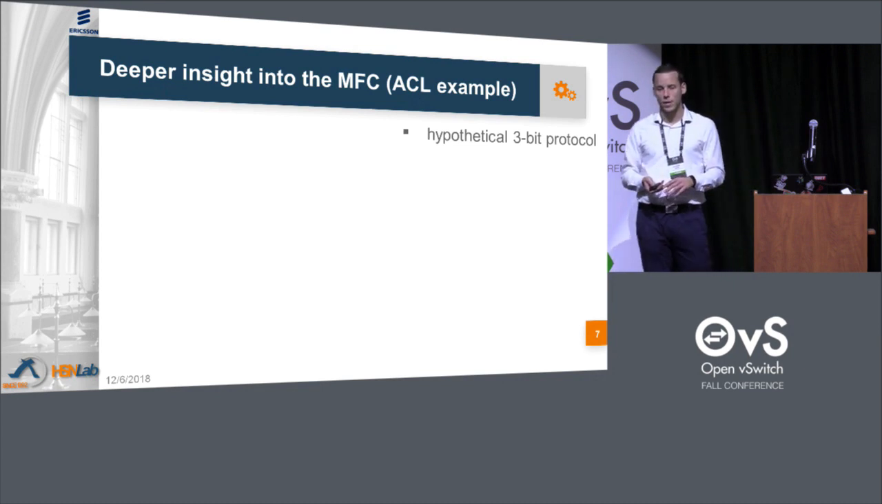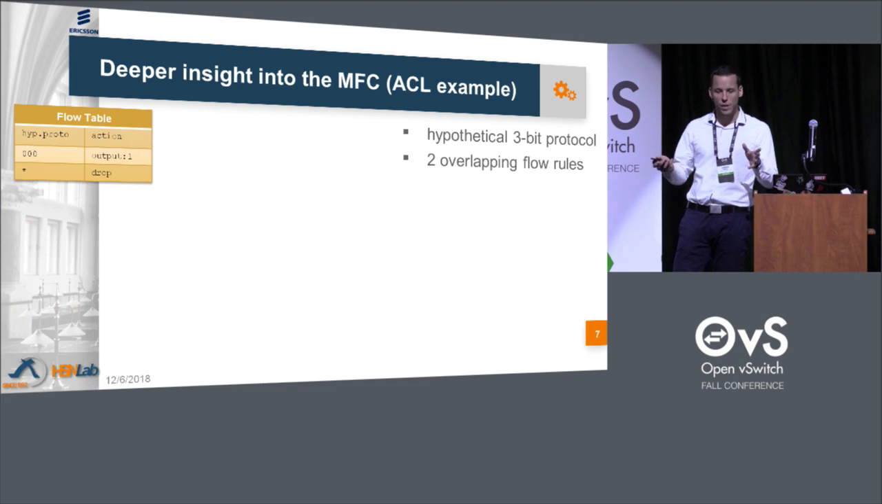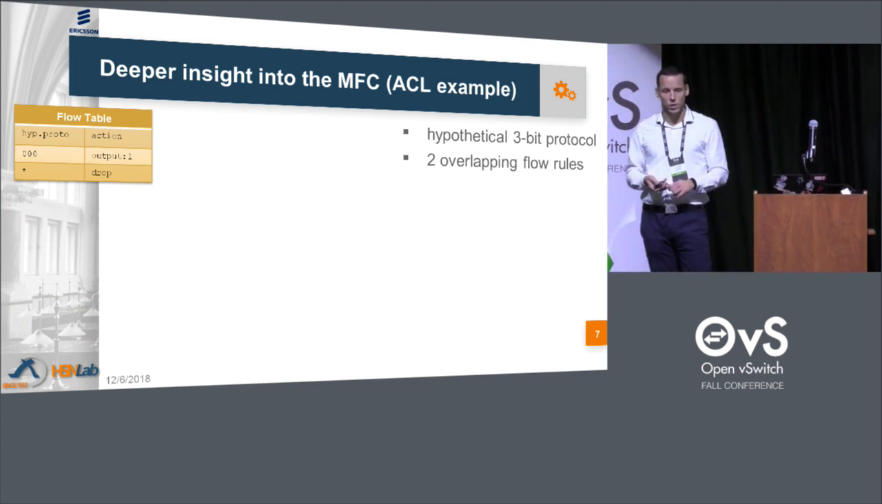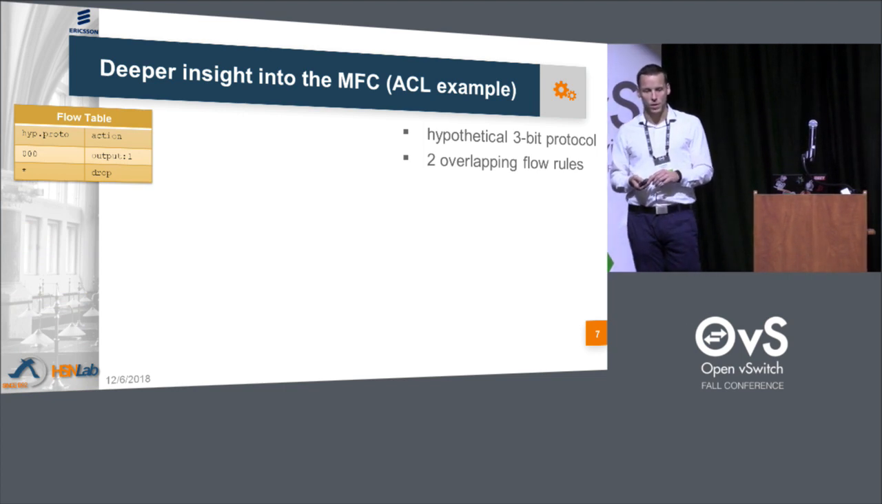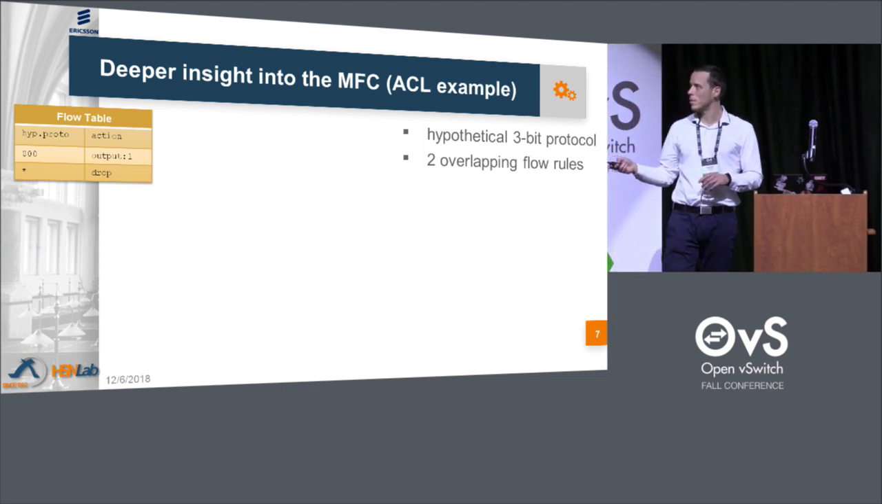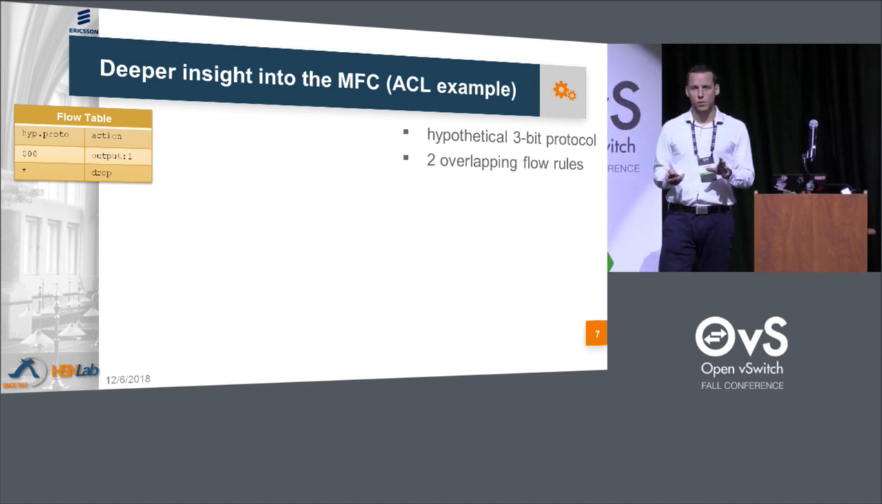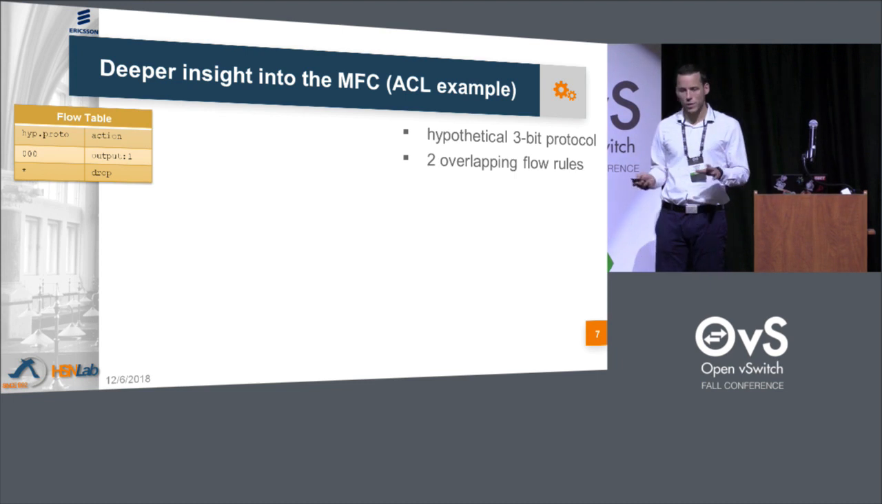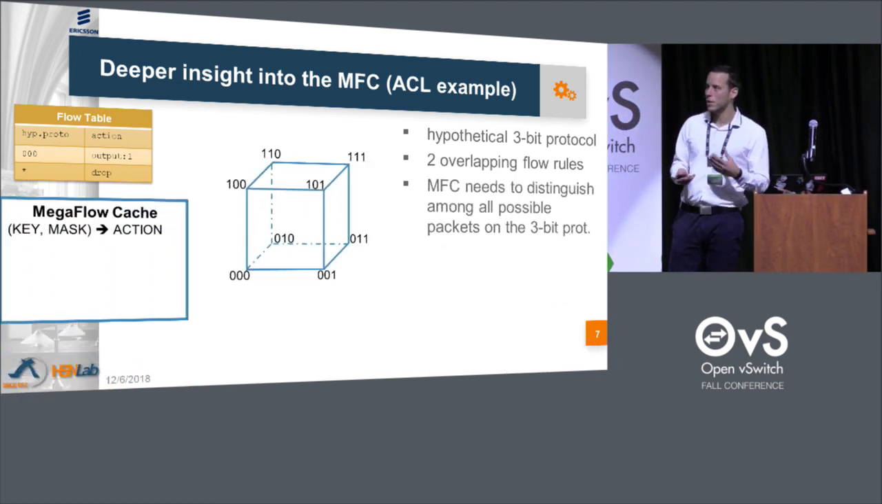So let's see an ACL example. It's going to be around a hypothetical 3-bit protocol. So forgive me about the example, but it's really good to show it. Of course, it doesn't make any sense. We don't have any 3-bit protocol. So assume that we have a flow table here, which matches on 0, 0, 0 on this hypothetical protocol, and everything else which is coming into the switch should be dropped. Okay, so we get 2 overlapping flow rules.